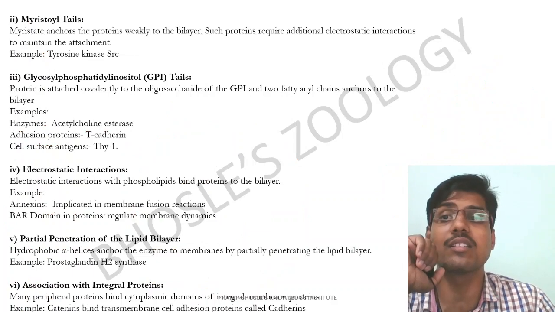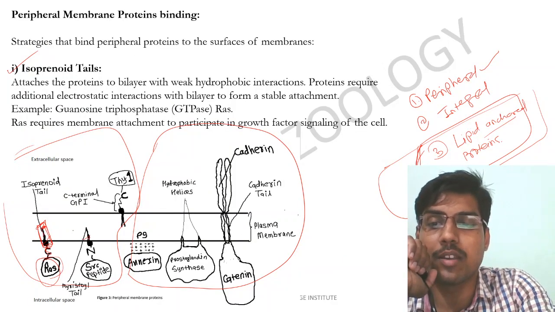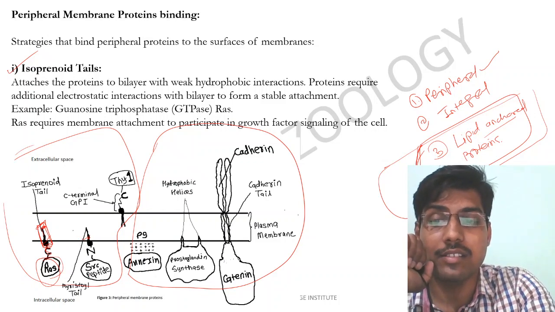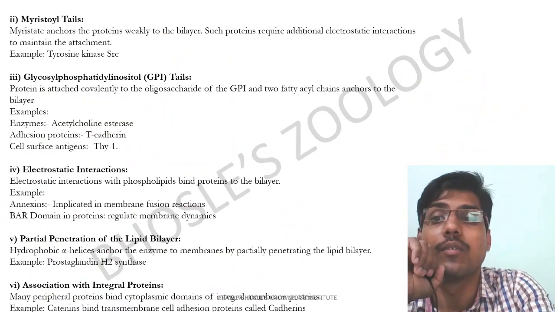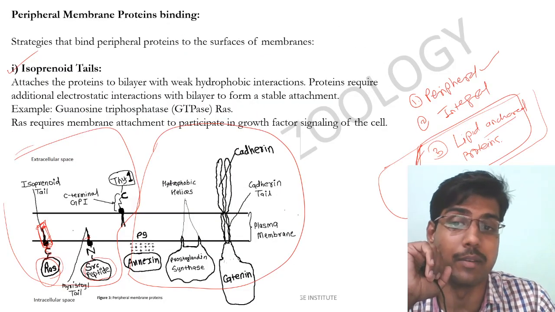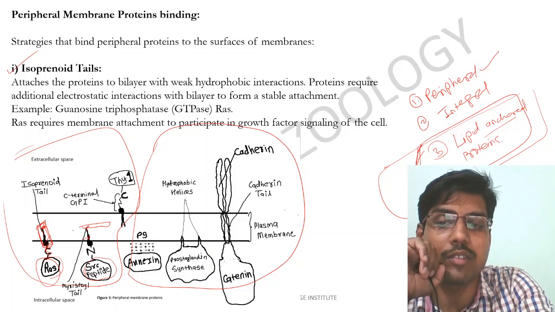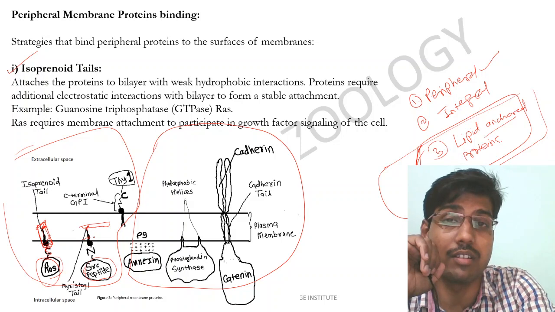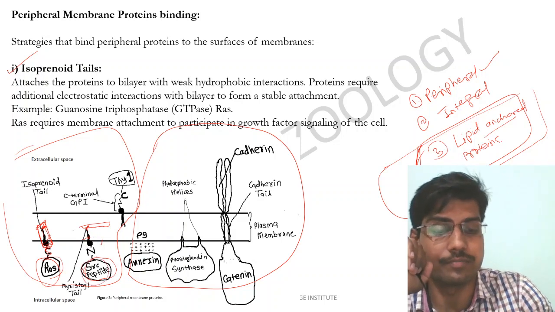So next is the myristoyl tails. This myristoyl tail attaches the SRC peptide, the tyrosine kinase SRC peptide, to the lipid bilayer membrane. But in the case of myristoyl, this attachment is not very strong, so it will also require some additional electrostatic interactions with this membrane to stabilize this structure.